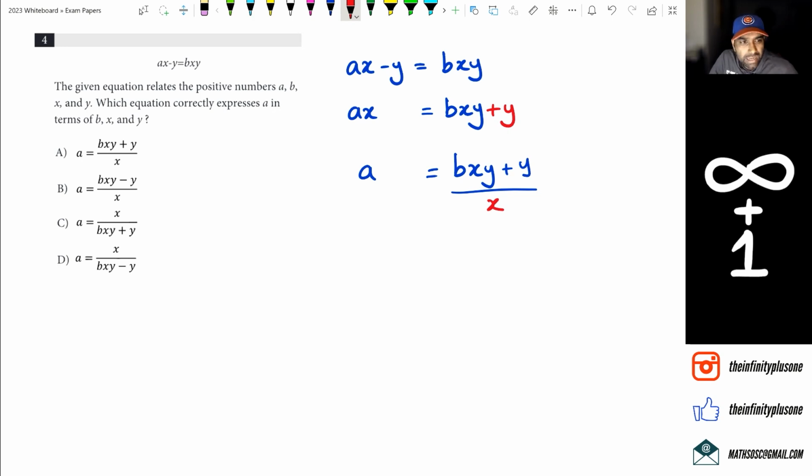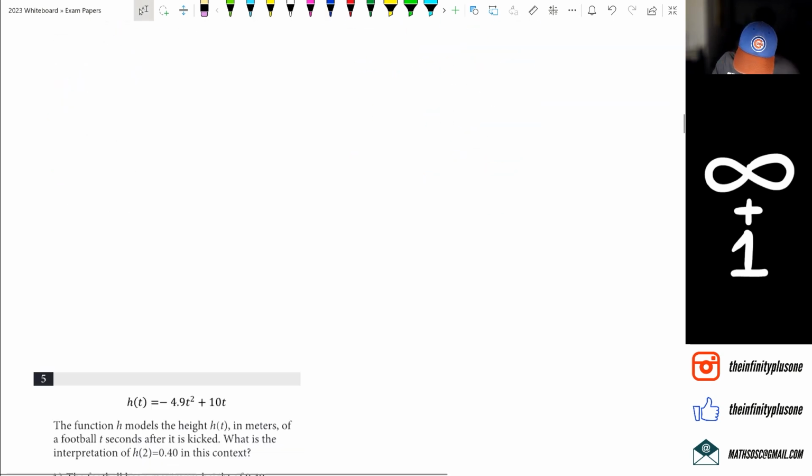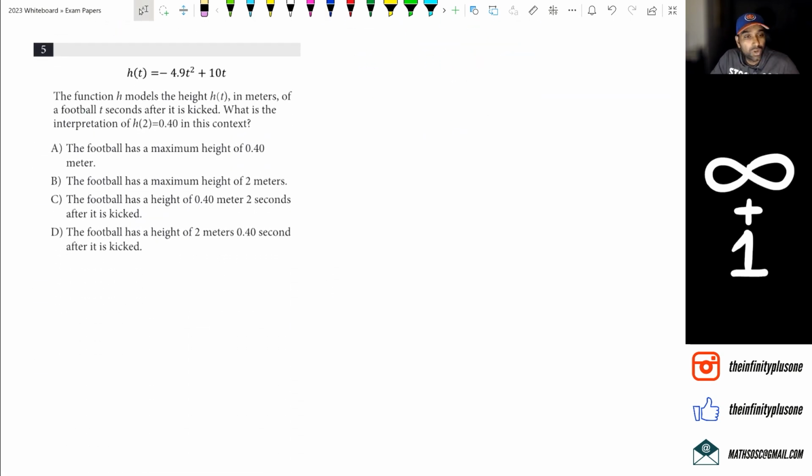And now it's just a matter of figuring out which of these letters it is, and we're looking at a right there. And the answer schedule says a as well. Cool. Moving on to the next question. Got a nice flow going here. It's good. Question 5.